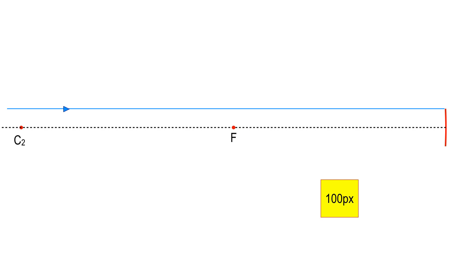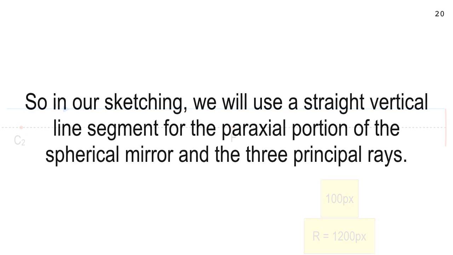I think this is even exaggerated. Okay, so there's the radius. It's not 1250, it's 1200 pixels. You can see it there. From C2 to the red spherical segment is 1200 pixels. So what we do in our sketching is use the straight vertical line segment to represent the paraxial portion of the mirror. And then we use the 3 principal rays.